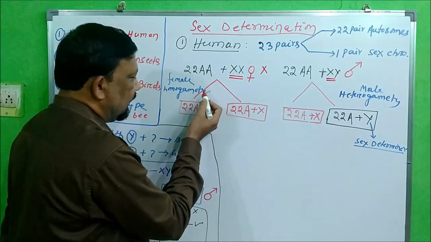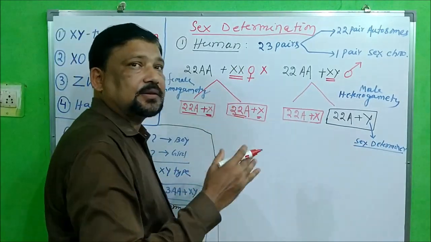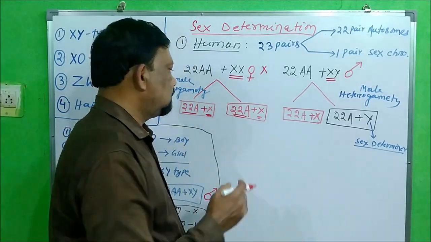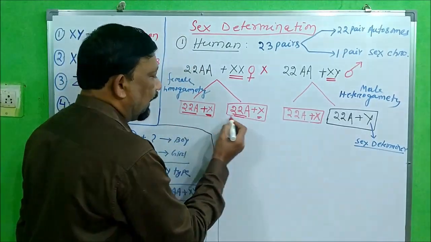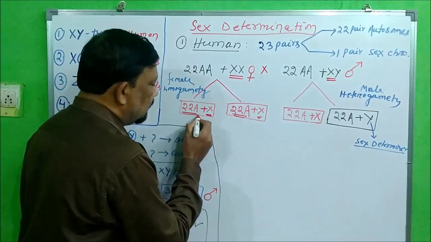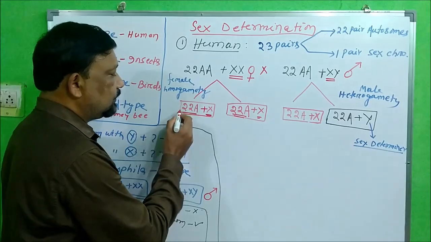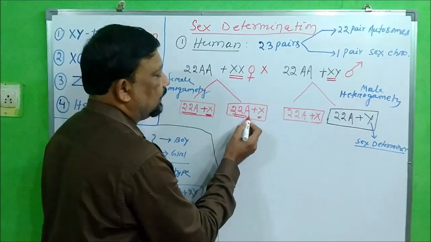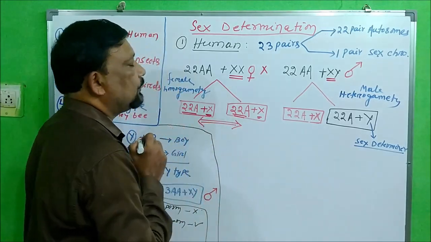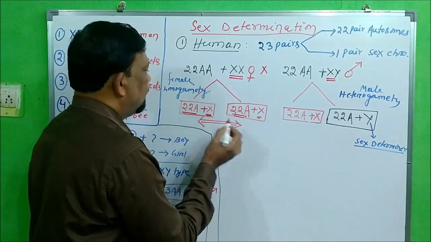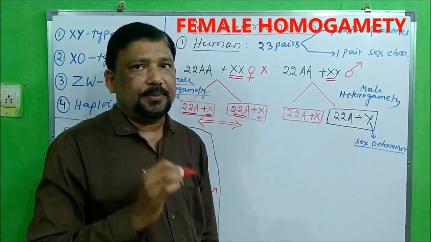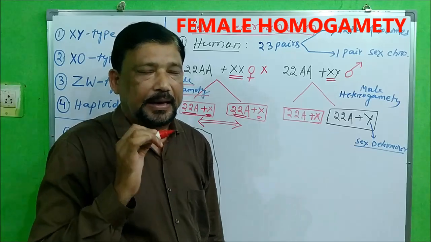When the female produces gametes, meiosis occurs and the cell undergoes meiotic cell division to produce a haploid set of gametes. This is called gamete formation, and in the case of female you will find 22A plus X and 22A plus X, meaning all the gametes formed by a human female are the same. Hence it is called female homogamety, meaning the female produces similar types of gametes.